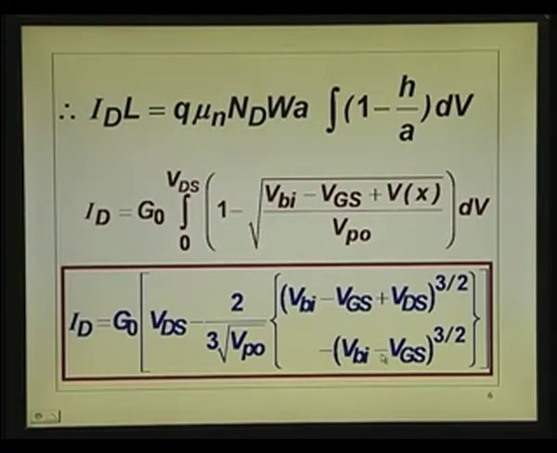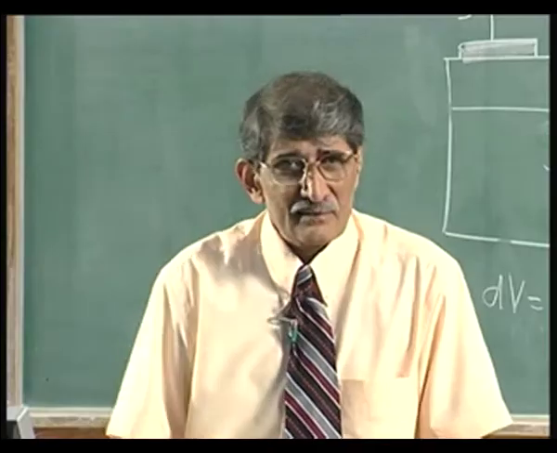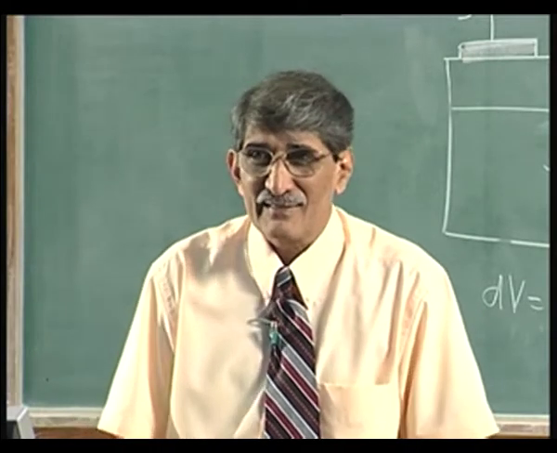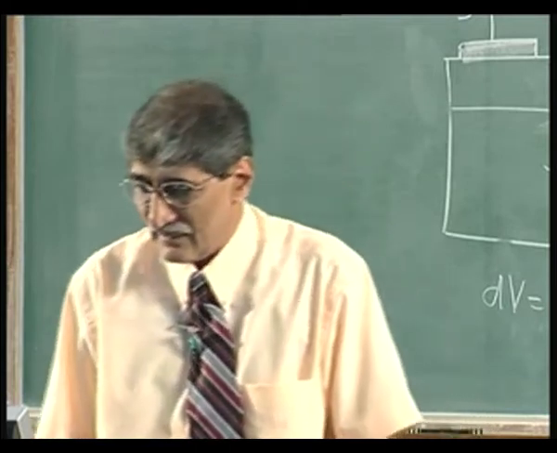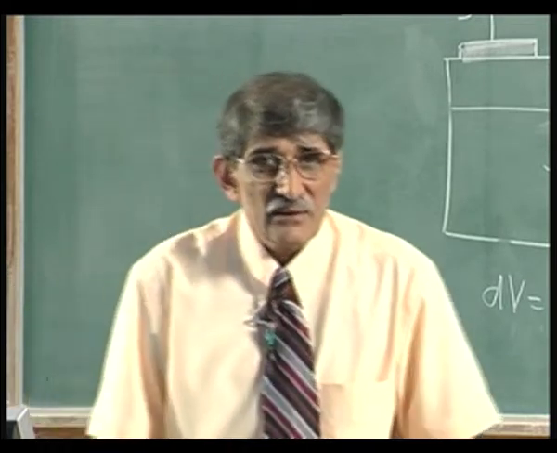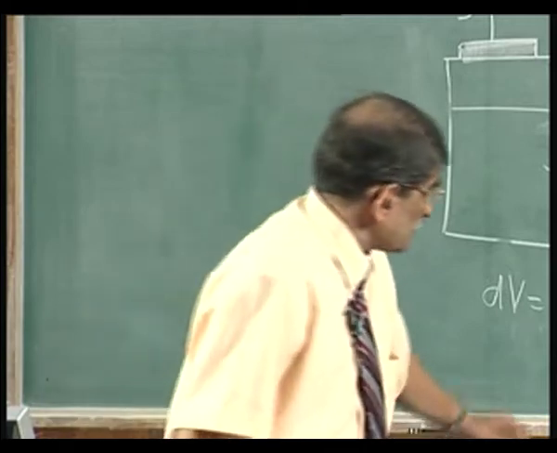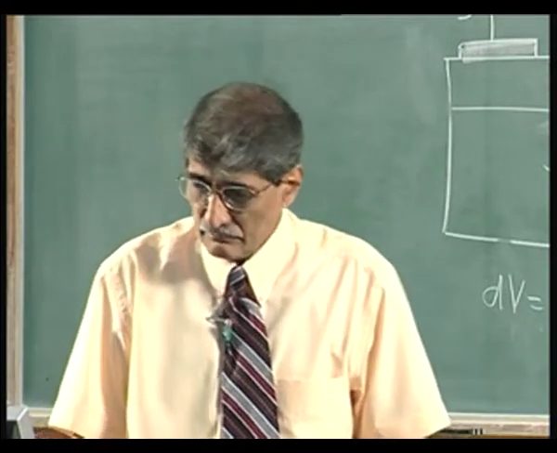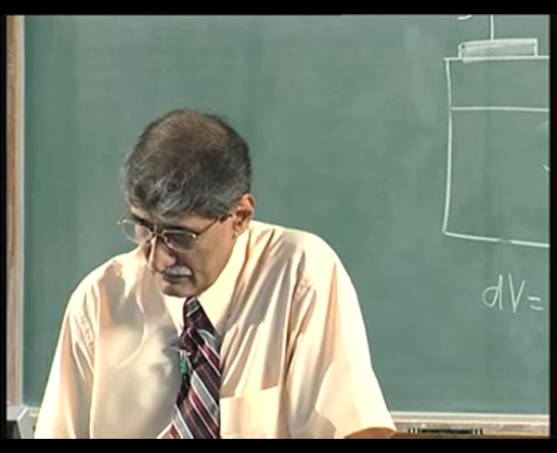Is that okay? All that we have done is integrated this term, V b i minus V g s plus V of x to the power of half, and put the limit V x equal to V d s at x equal to L, and V x equal to 0 at x equal to 0. That is all what we have done. So, this term will be haunting us for some time. This particular thing we will have to deal with and modify to bring it to the shape that we usually see. So, let us do that.